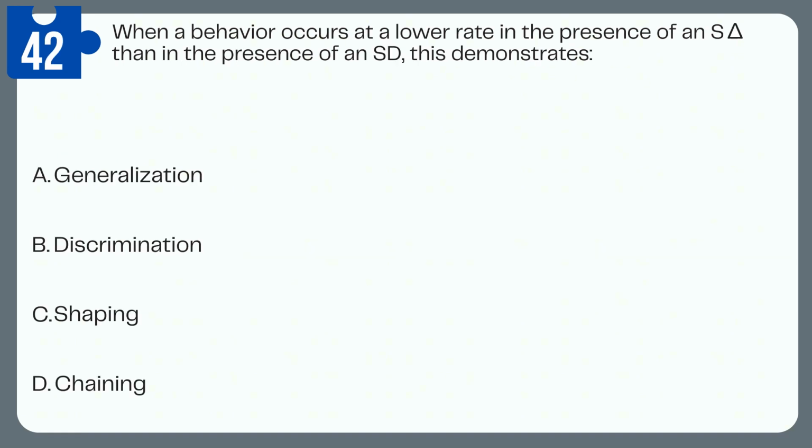Question 42. When a behavior occurs at a lower rate in the presence of an S-delta than in the presence of an SD, this demonstrates A. Generalization, B. Discrimination, C. Shaping, D. Chaining.